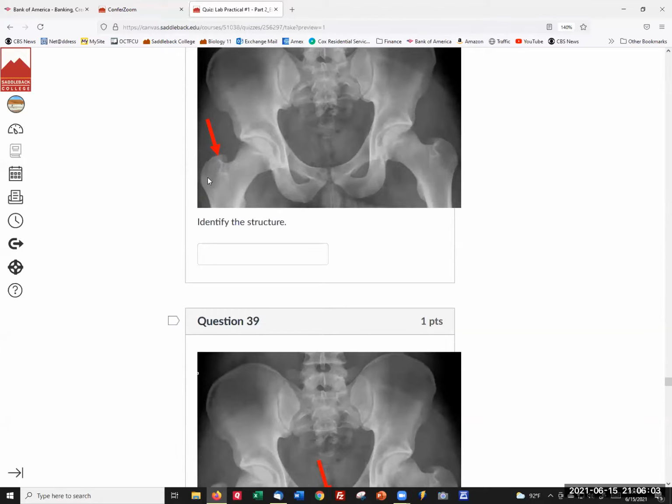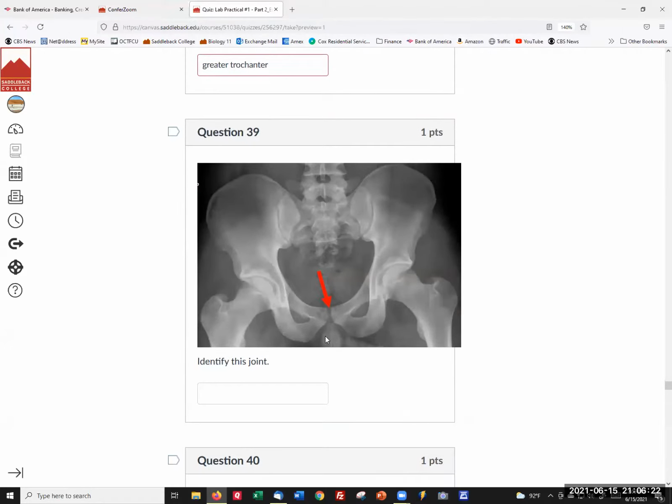This large bump on the femur, we've talked about it already. Here's the head, neck, and this is the greater trochanter. Here's a joint, and this one is slightly movable and cartilaginous. It joins the two pubic bones. What was it called? Pubic symphysis. Or it's also called the symphysis pubis.